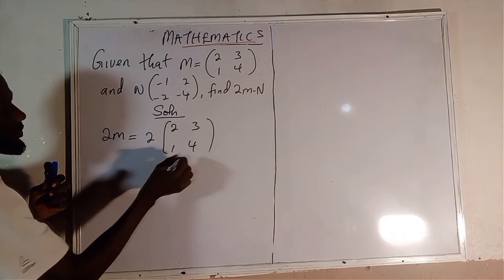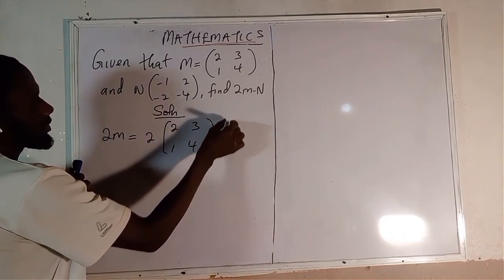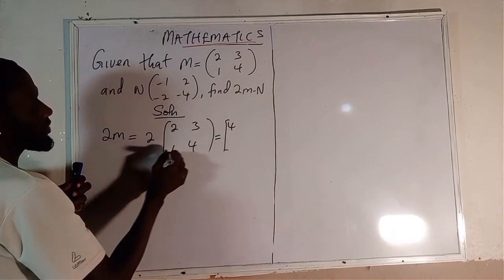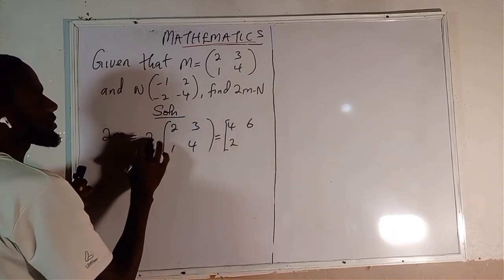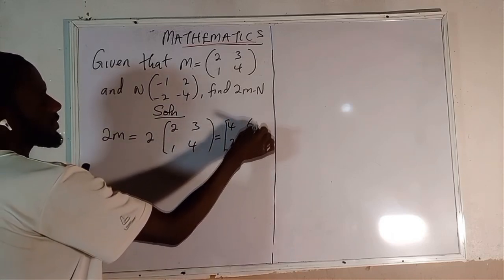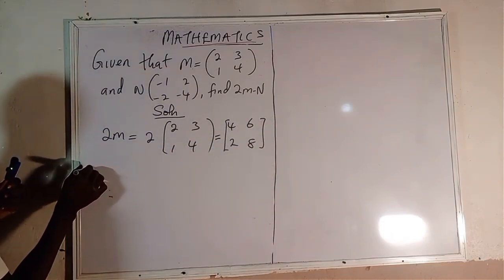2 times 2 here, this is equal to 4. 2 times 1, this is 2. 2 times 3 is 6. 2 times 4, this is 8. Let's find 2M minus N.